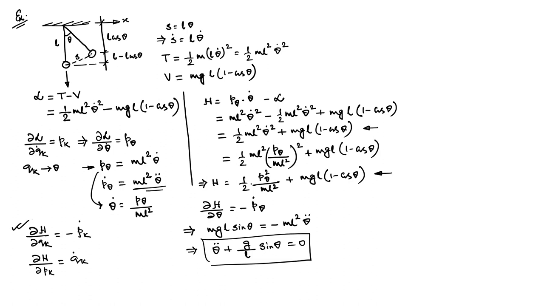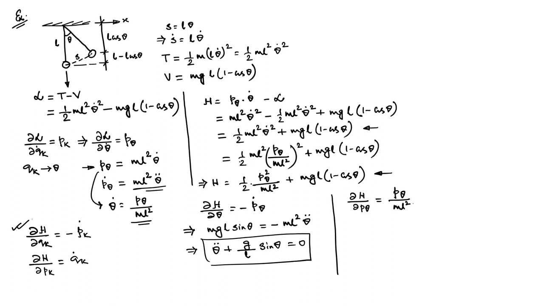Now, in this problem we are yet to use the second equation. Let us quickly investigate what we get if we use the second equation. The second equation is partial differential of H with respect to p theta is equal to q k dot. Our generalized coordinate is theta, so the right hand side will be theta dot. Now, what is theta dot? We have already derived that quantity. So, in place of theta dot, we can write p theta by m L square. Now, what will be the left hand side?